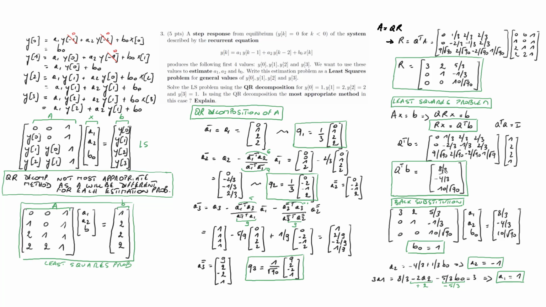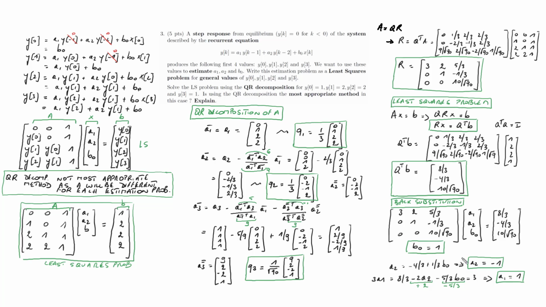If you do the calculations, this is what you obtain. And now you can write this problem here. Rx is Q transpose B, here it is, and now what you can do is back substitution. Here you can clearly see that this yields B0 is equal to 1, so 1 times A2 will be minus 4/3, and you take this one on the other side. So this will be plus 1/3 B0. If you do the calculations, you have A2 is equal to minus 1.